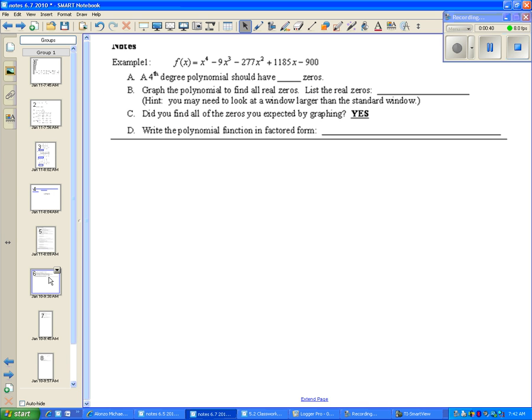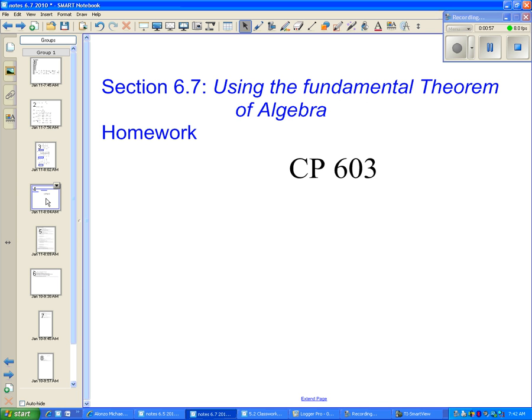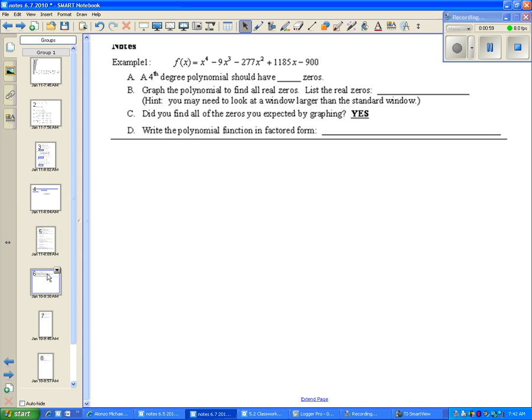So example 1, f of x is x to the fourth minus 9x cubed minus 277x squared plus 1185x minus 900. This is a fourth degree polynomial. Since this is a fourth degree polynomial, the fundamental theorem of algebra tells me that you should have, count them, 4 zeros.